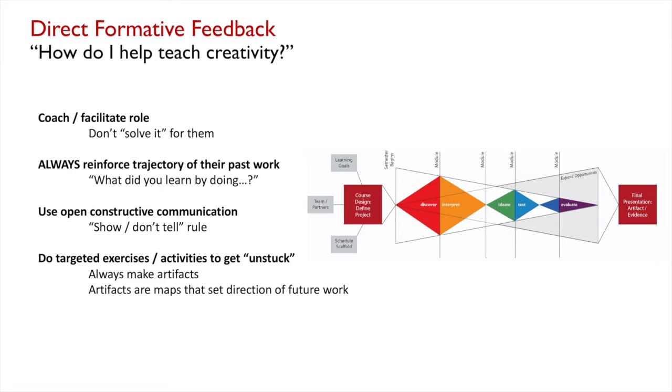Let's just say that they get stuck. Find targeted exercises and activities to help them get unstuck. Because artifacts are made all the way throughout this ideation phase, ask them to continue to produce them. If you're stuck, write. If you're stuck, draw. If you're stuck, do more research. But make something. And because they have the artifacts, the artifacts become the maps that set up not only the direction of something that ties them to what's happened in the past, but also where they go in the future.